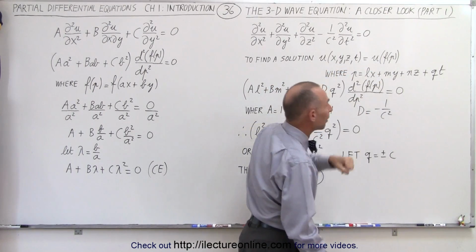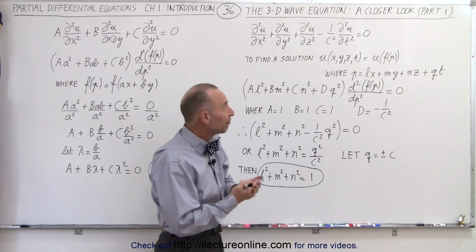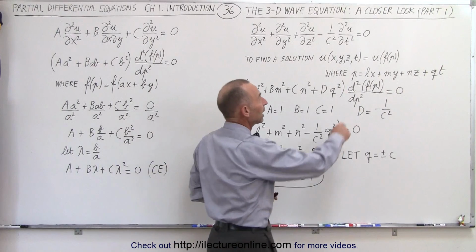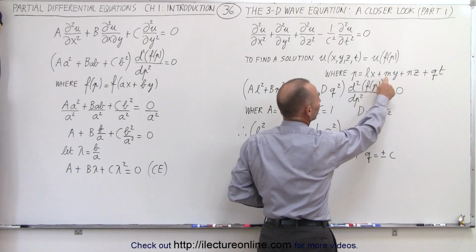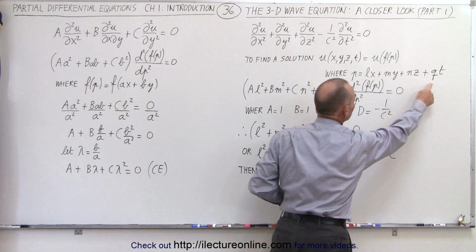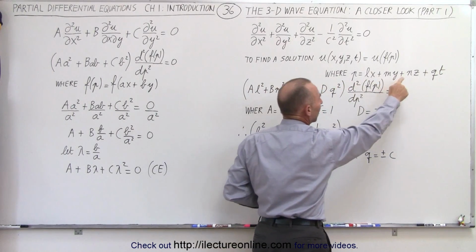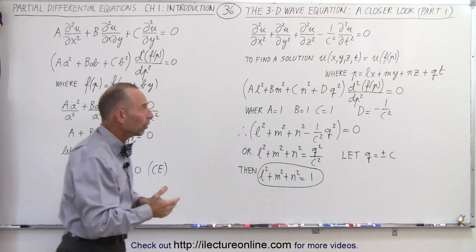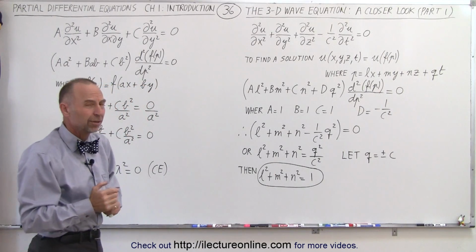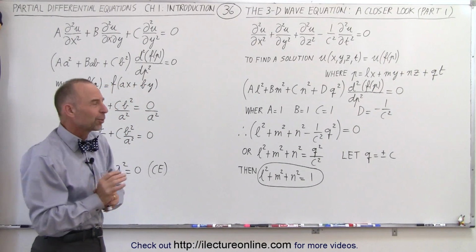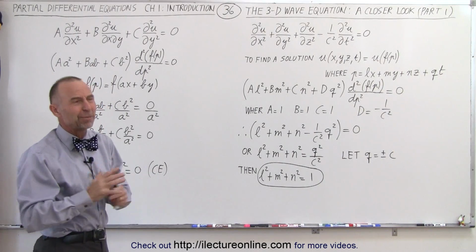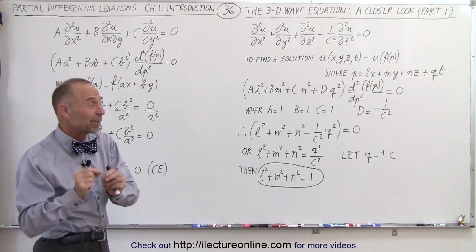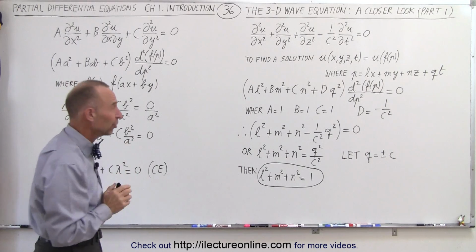So we're going to again represent it by u being a function of p, where p will take on this form, lx plus my plus nz plus qt, where l, m, n, and q are, at least at this point, random or arbitrary constants. Of course, they're not quite as arbitrary as we would like them to be. I think we want them to be specific constants. We'll get into that in just a moment.